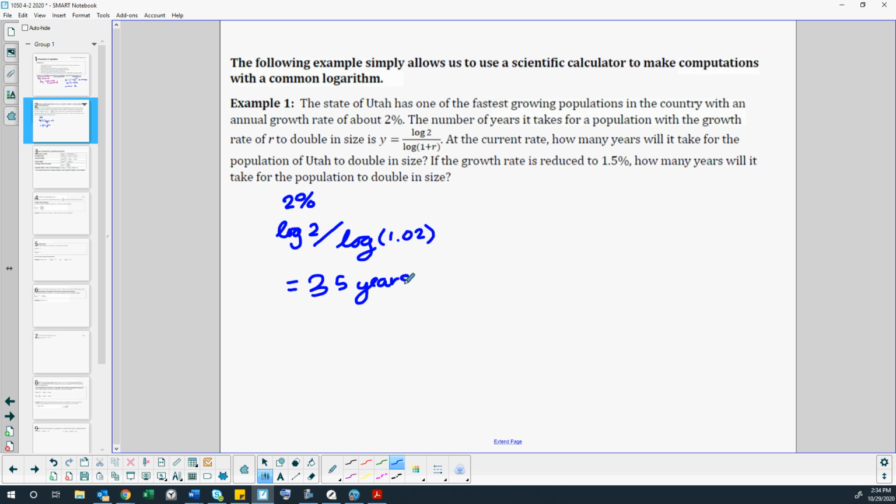Throw that on a calculator, you should get an easy answer of approximately 35 years. Well, what if our growth rate slows to a 1.5% rate instead? Then how long will it take the population to double? So log 2 divided by the log of, this time our rate's going to change to 1.015, because 1.5% instead of 2% is that r that's being tacked on at the end there. So then if you throw that in a calculator, it equates to approximately 46.5 years.